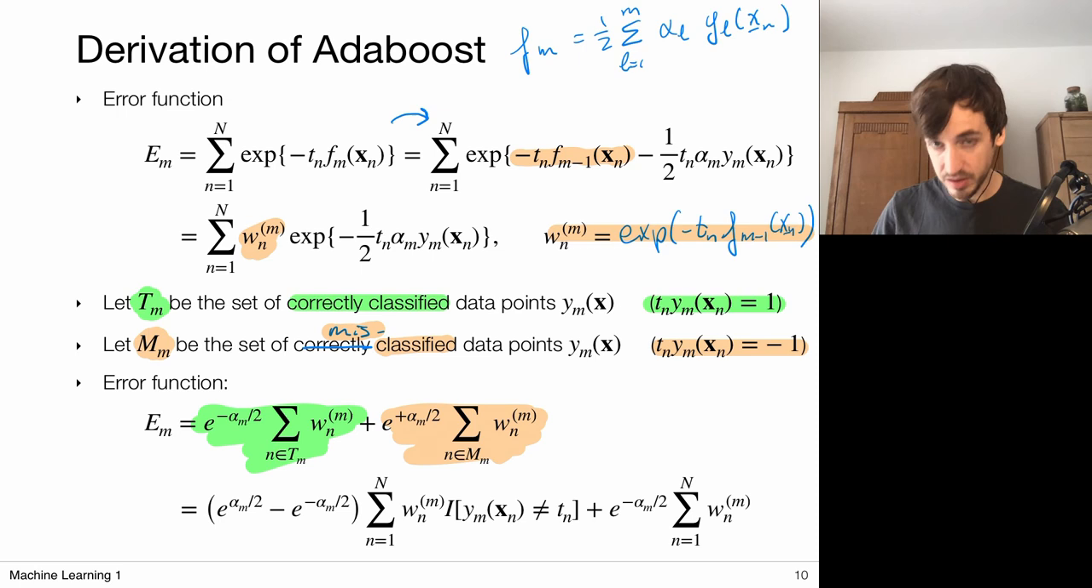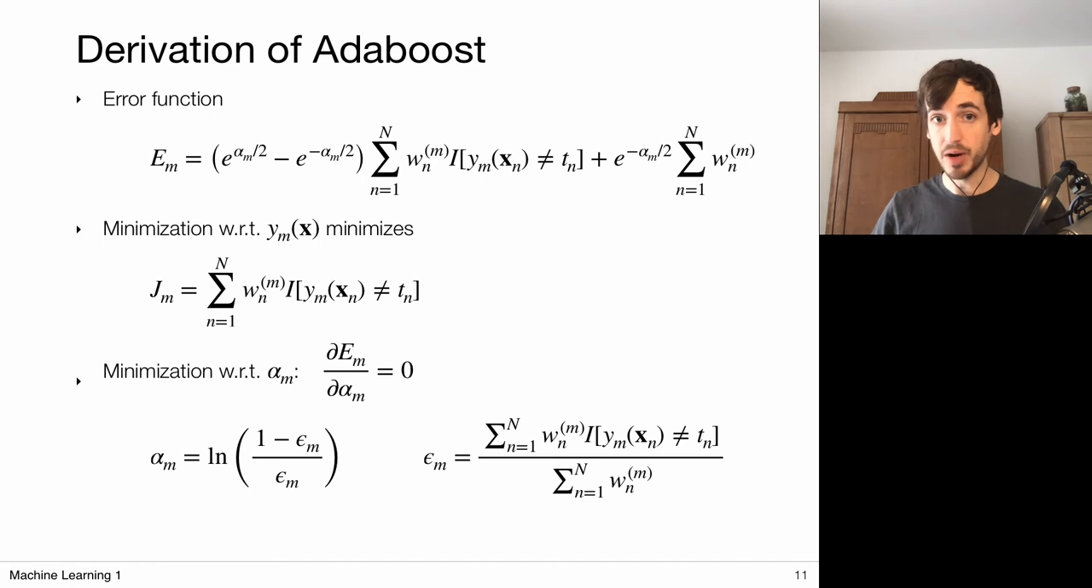Then we can write this in the form of this indicator function. If my predictions are correct, then this thing evaluates to 0, and I'm left with only this particular term, so that's for my positive data points. If my predictions are incorrect, then this thing equals 1, and we have the same term over here, so e to the power minus a half alpha m plus the same term. These cancel out in the case of wrong predictions, and I'm left with only this term. So I'm just rewriting my error function such that I can formulate it in terms of this indicator function, which we saw in the AdaBoost algorithm.